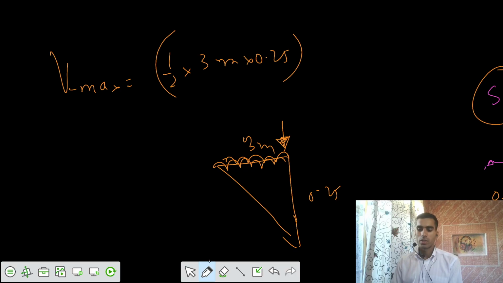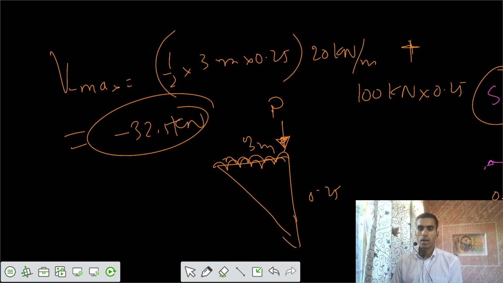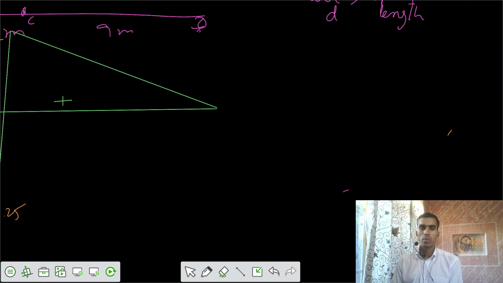We can say that is 1 by 2 area of the triangle into UDL intensity was 20 kilonewton per meter, and you can then add the effect of concentrated load P, your load was P equals to 100 kilonewton, and ordinate at that point is 0.25. So you can get V negative maximum, that is 32.5 kilonewton. Now similarly, you can write V positive maximum.